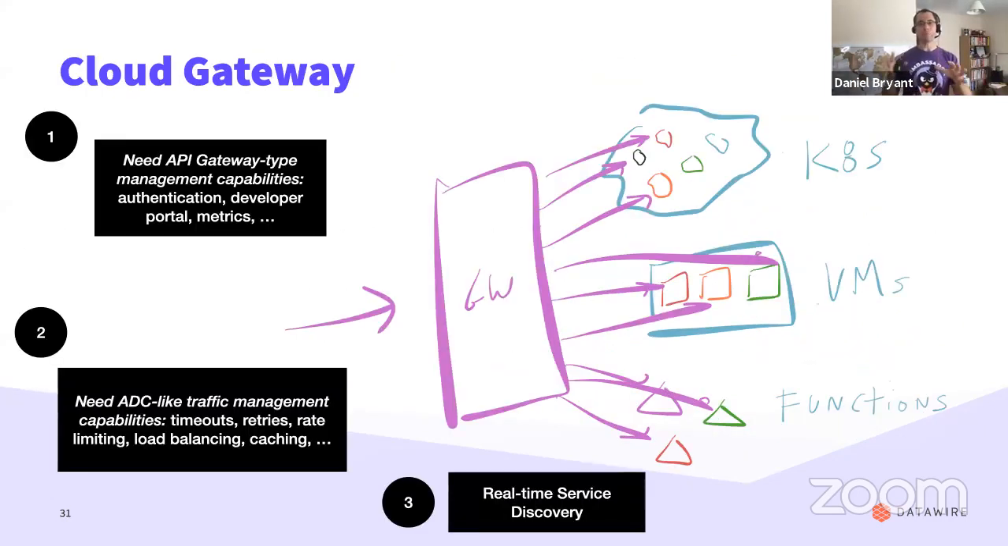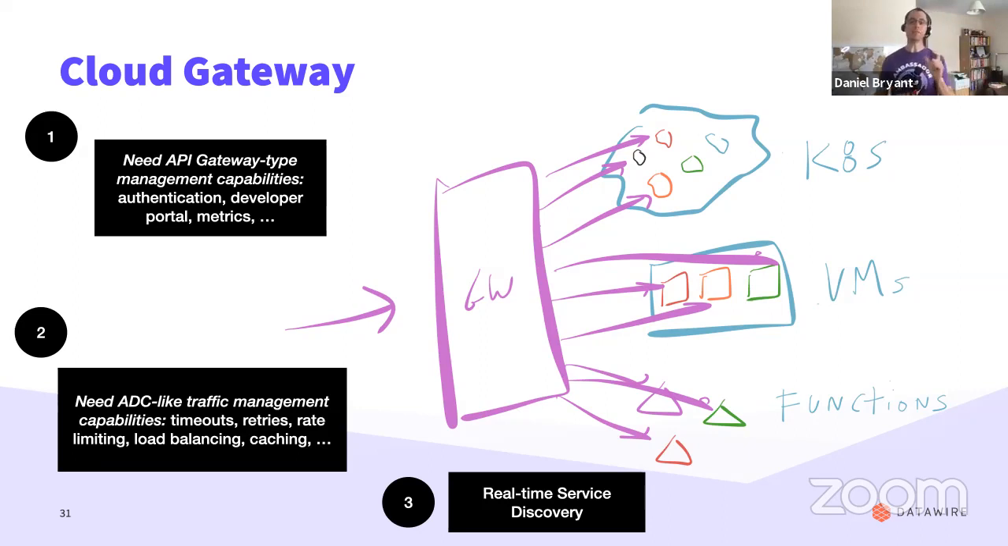What we're now seeing is what I'm calling the cloud gateway, kind of in the title of the talk, and it needs to do many things. Number one, it needs API gateway type management capabilities. It needs authentication, maybe a developer portal to share your APIs and your OpenAPI specs. You need metrics to get that fast feedback and so forth. But number two, you also need ADC-like traffic management capabilities. You need resilience, so timeouts, retries, circuit breaking, all that good stuff. And again, many folks I work with these days are doing quite advanced load balancing algorithms as well, based on geolocation and other cool stuff.